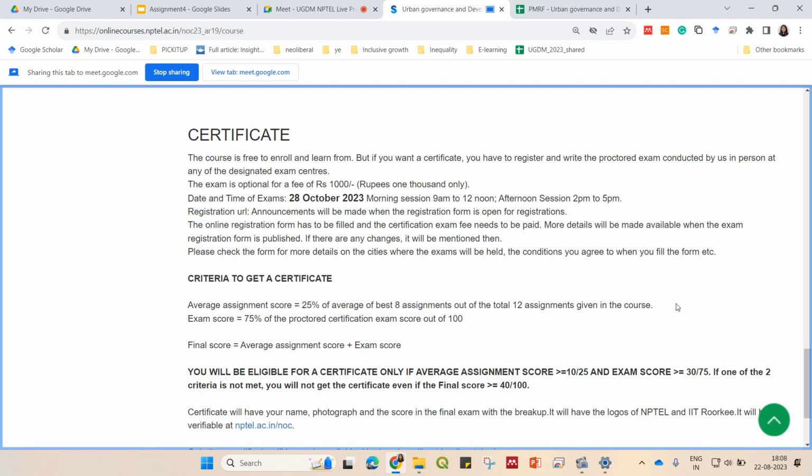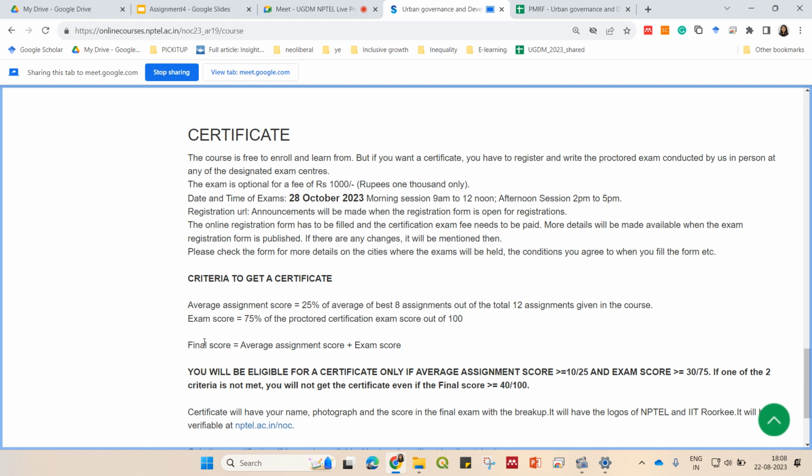So do your best to go through all of the assignments and try to make the best out of everything you do. But just as a criteria to get your certificate, you should be aware that the 8 best assignments of the total 12 assignments that you do would count towards your final grade or final score, and 75% of the marks or your score is determined by how you perform in the exam, and 25% is determined by how you do in the assignments.